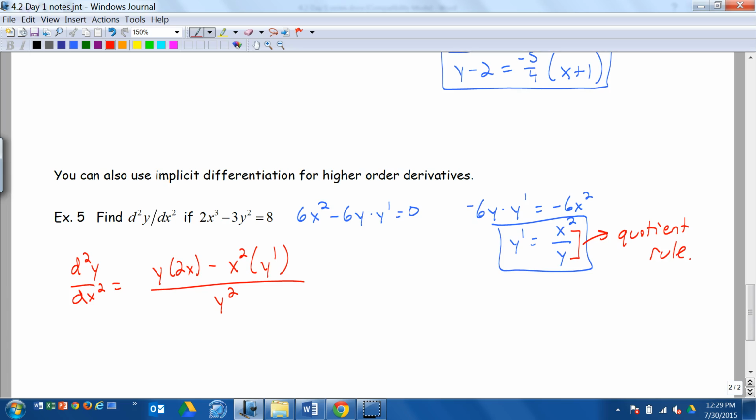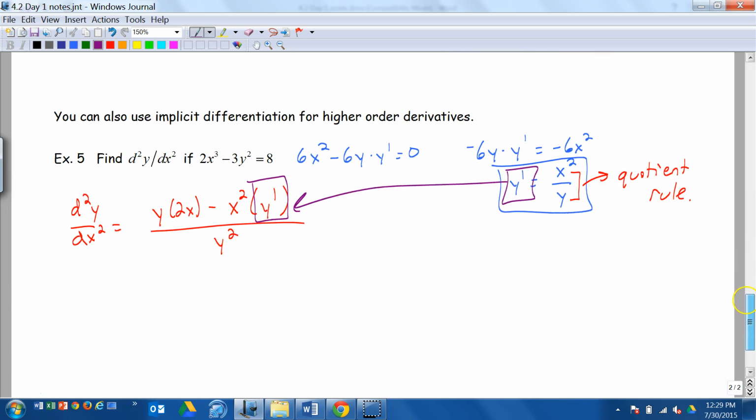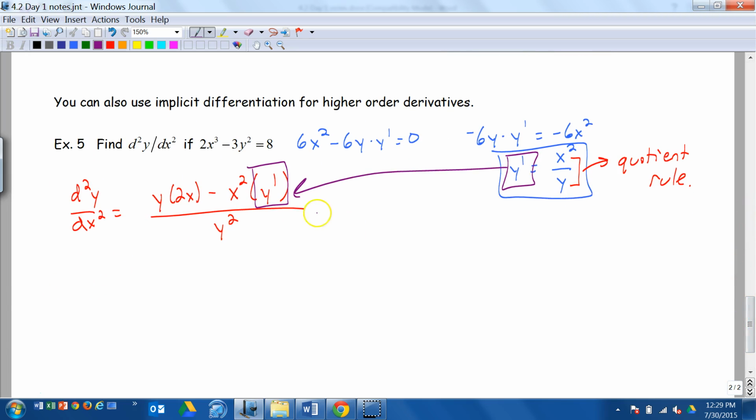Okay, so we have this. And some of you guys might be thinking, that's great, I'm done. No, you're not yet, because when you take the second derivative, I only want x's and y's in there. And unfortunately, I have a y prime. However, I do know what y prime is equal to, so we can now sub it in. So the second derivative is equal to 2xy minus x squared times x squared over y, all over y squared.